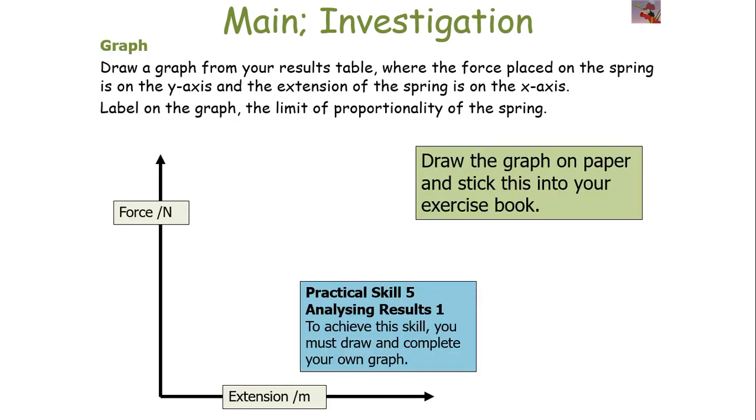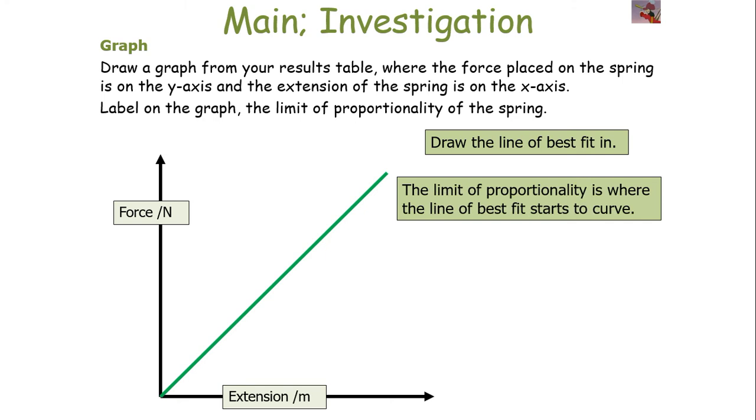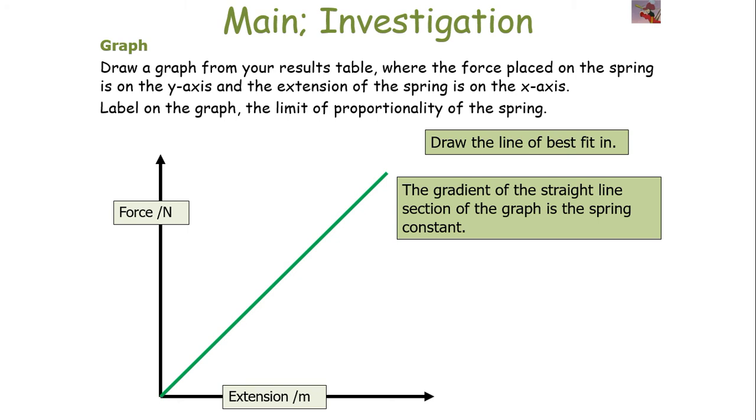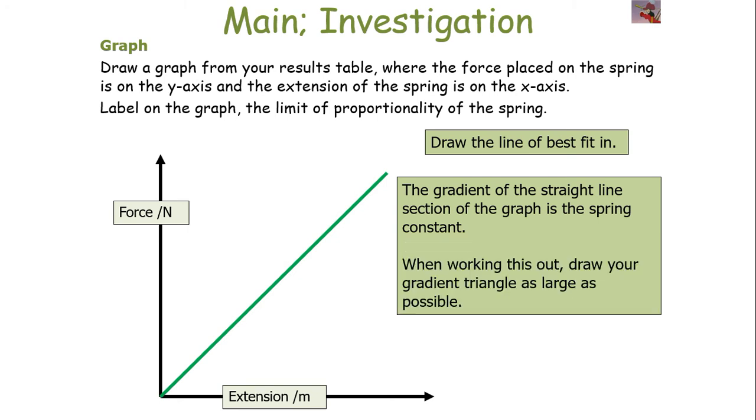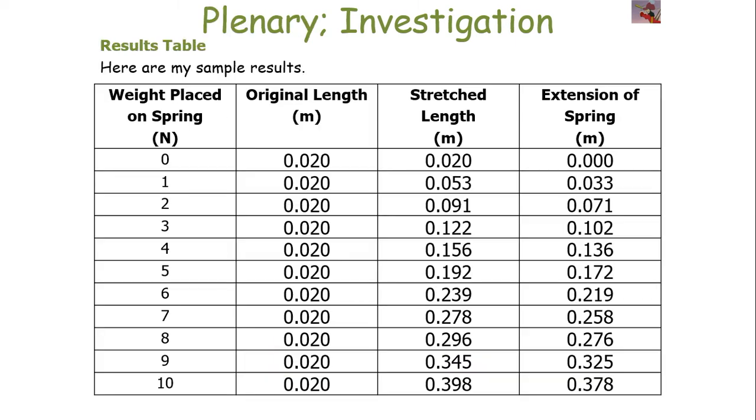Now, you would then draw a graph, where you put the force on the y-axis and the extension on the x-axis. In theory, if you do this experiment accurately, you should draw a line of best fit, which is a straight line through the origin, because the limit of proportionality for your material is when the line of best fit starts to curve, and the gradient of the straight line section of the graph is the spring constant. Again, when working this out, draw your gradient triangle as large as possible, as it increases the validity of your results as you're considering more data in your value.